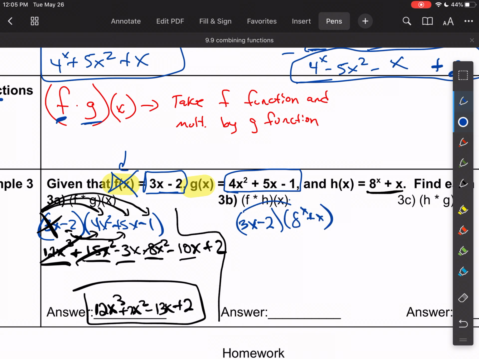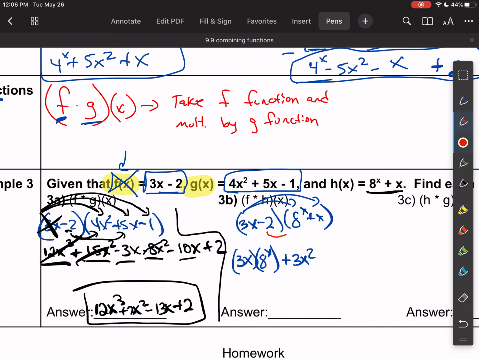Okay, so I'm still just going to FOIL it out. But when I FOIL it, the answer is really weird, because 3x times 8 to the x can't really be simplified much, and so we just leave it like this. So it's just 3x, I'll use parentheses here, times 8 to the x. We'll just leave it in parentheses. You can't combine it. Then take 3x times x, and we get positive 3x squared.